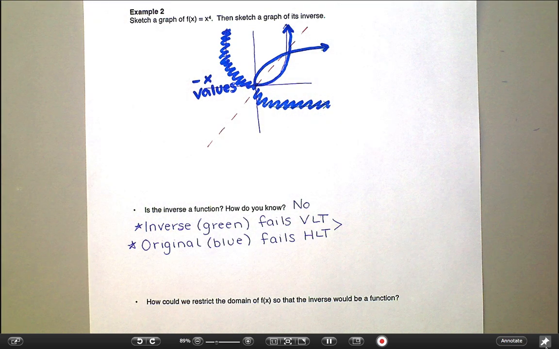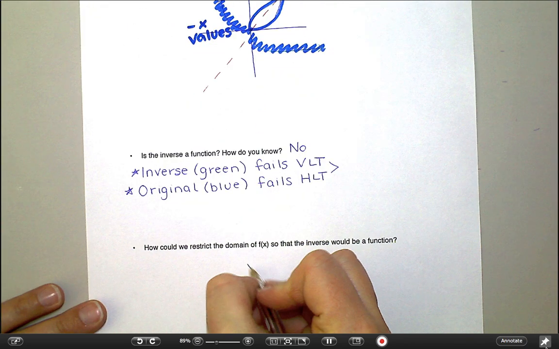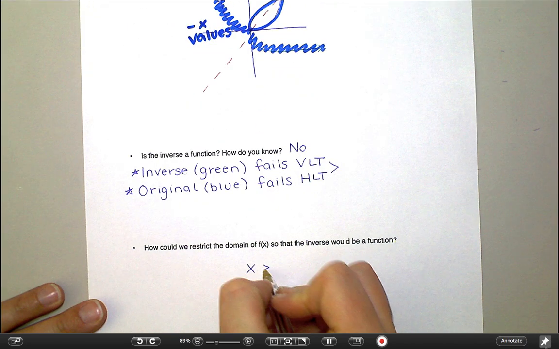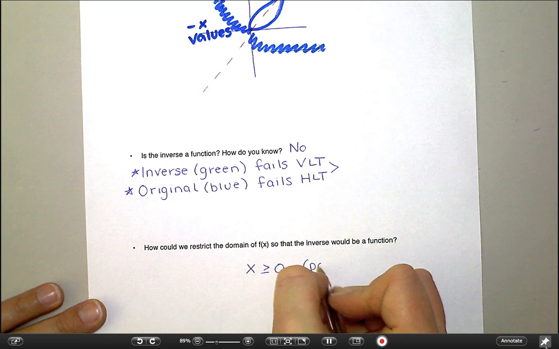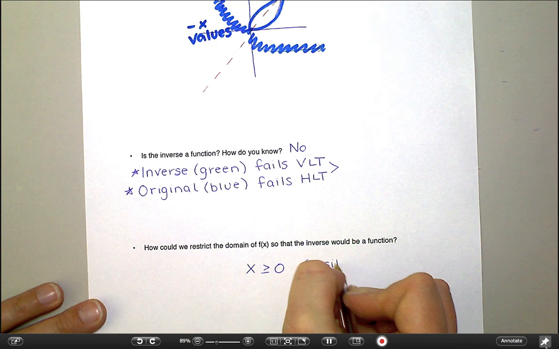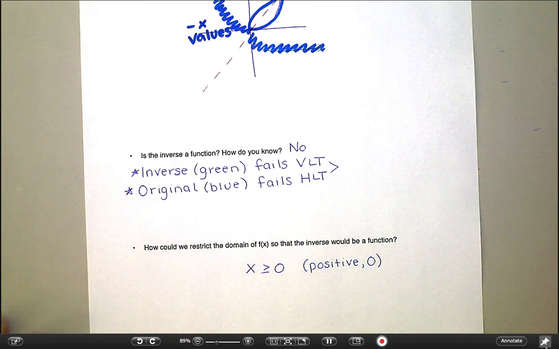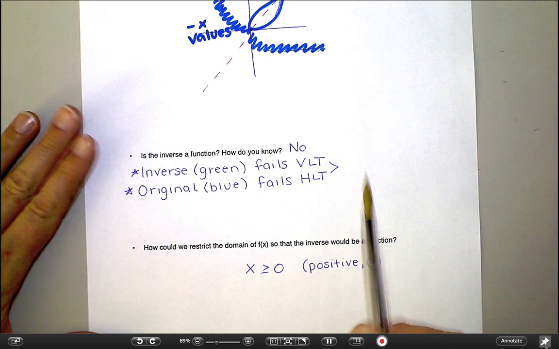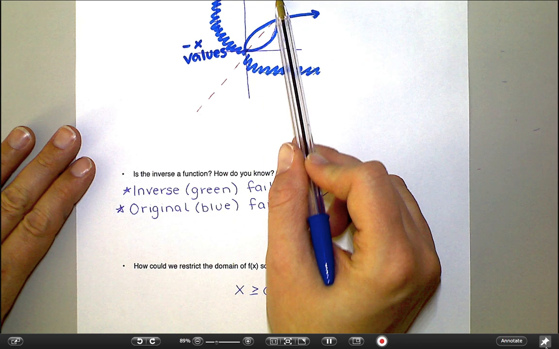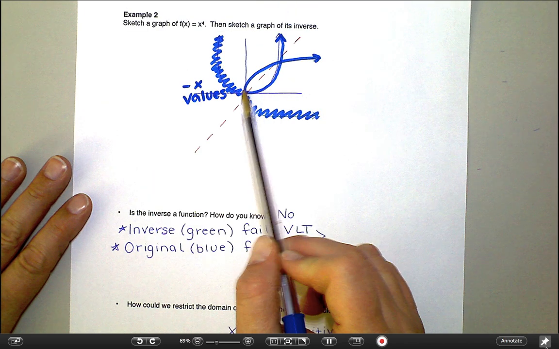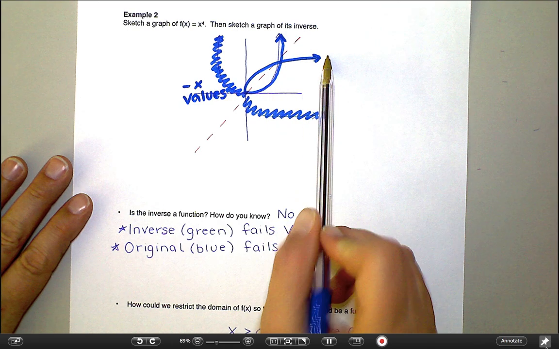And so the restriction on the domain is we want to only look at x's that are greater than or equal to 0, otherwise known as the positive numbers. But remember that positive doesn't technically include 0. So positives plus 0 would be my restriction. So I can say in my original graph, if I only looked at x is greater than or equal to 0, then the inverse would still be a function, okay?